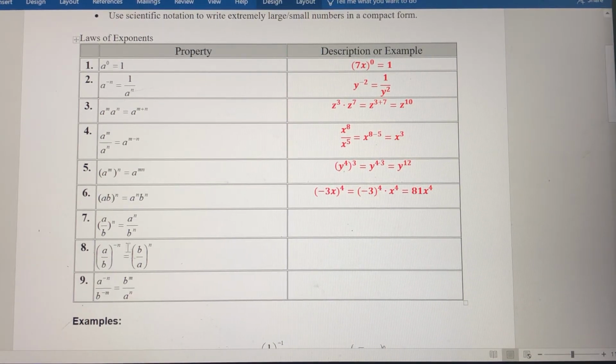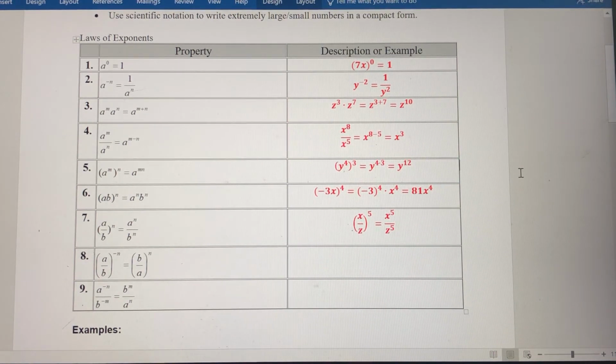A quotient raised to a power. Again, both these parts of the quotient, a in the numerator, b in the denominator, have to be raised to that power. So a to the n over b to the n. As an example, let's say I've got x over z as my quotient, raised to the 5th power. Well, both of those terms need to be raised to the 5th power. So my answer is going to be x to the 5th over z to the 5th. I can't simplify this because those bases are different.